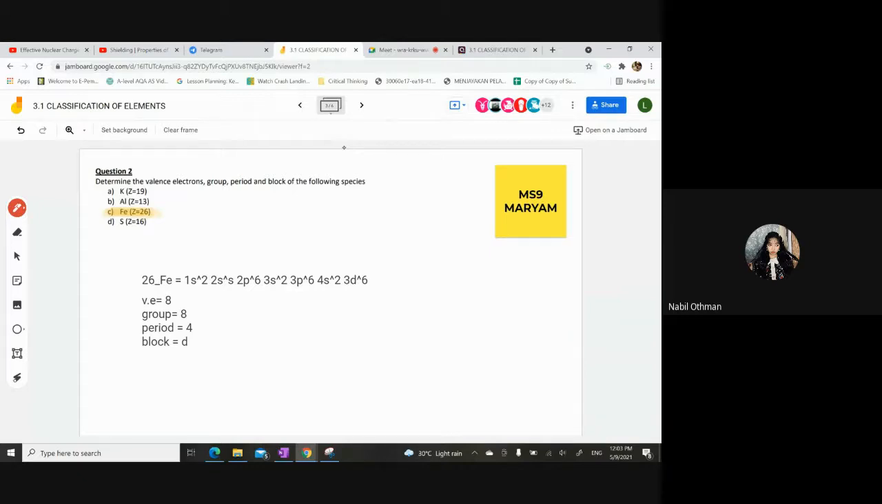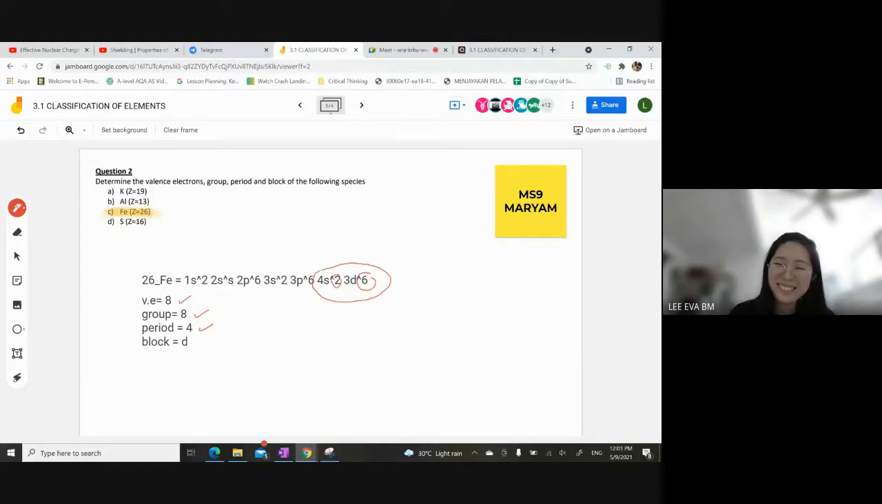Okay, kan kita ada 26 proton. So kita buatlah dulu 1s sampailah dapat 3d6. Lepas tu kita tengok dia punya valence electron. Valence electron dia 4s2 3d6. So kita tambah dia punya atas tu dapatlah 8. So daripada situ kita tahu dia adalah group 8. Terusnya kita tengok the highest value of n, 4. So kita dapat period 4.